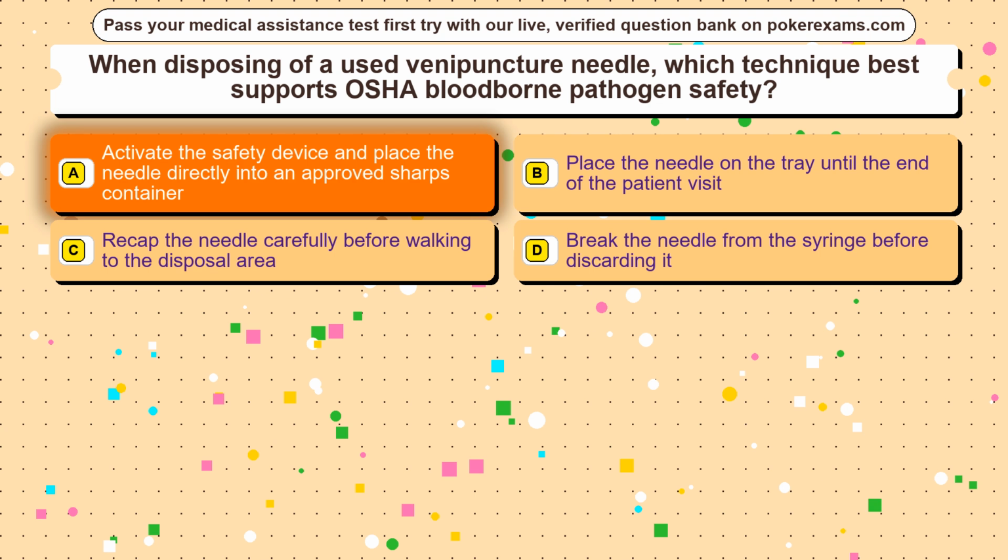The correct answer is option A. Activate the safety device and place the needle directly into an approved sharps container.